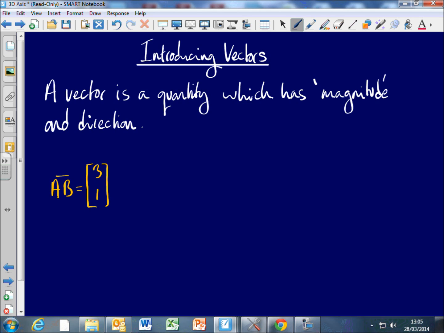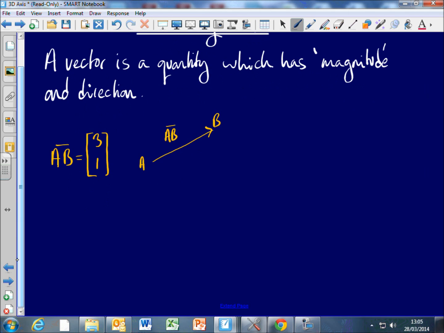But I could also represent that as an arrow, which is an arrow that's 3 across and 1 up, something like that. That goes from A to B. So that arrow there is the vector AB like that. So that's a vector. What I'm going to do is quickly talk about unit vectors.